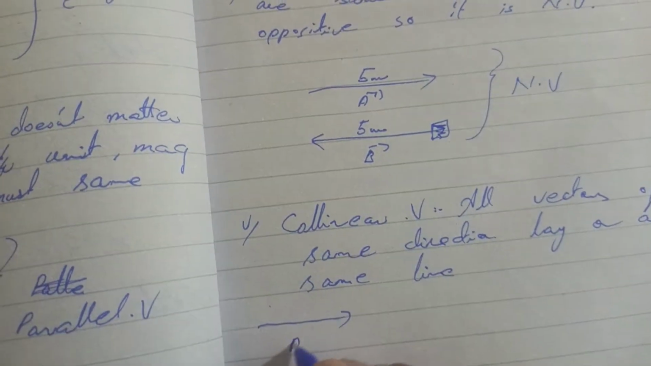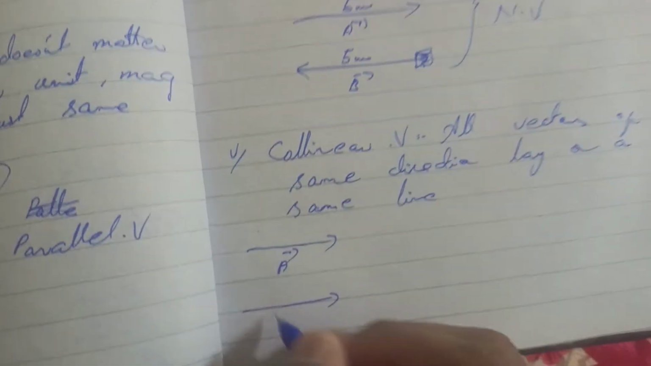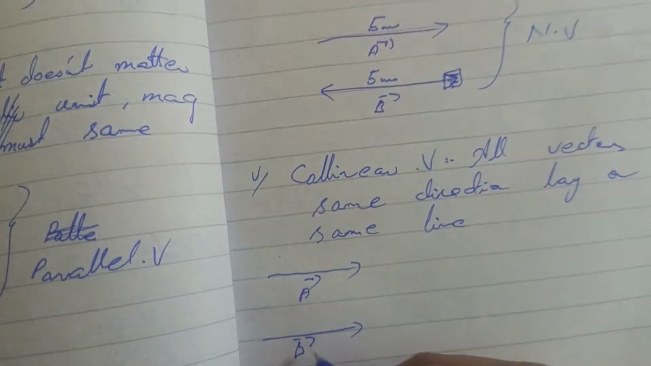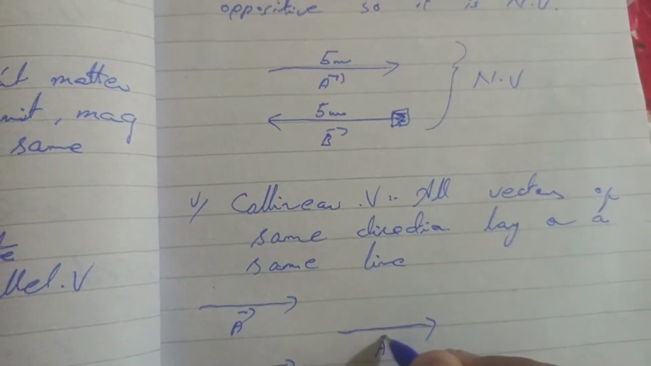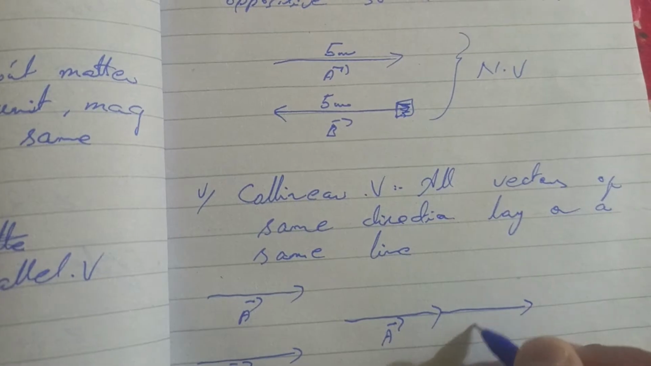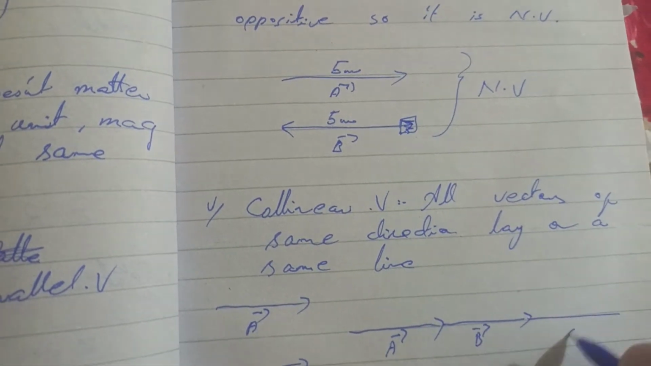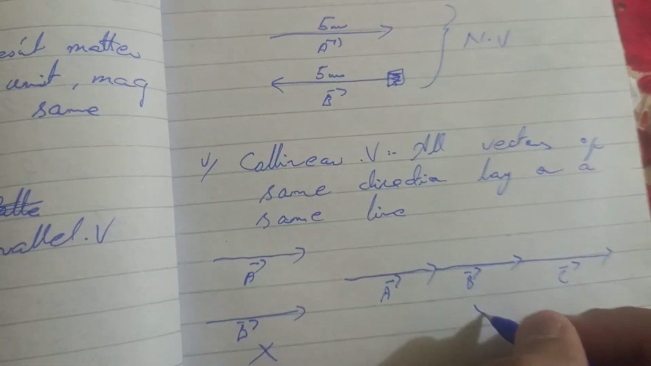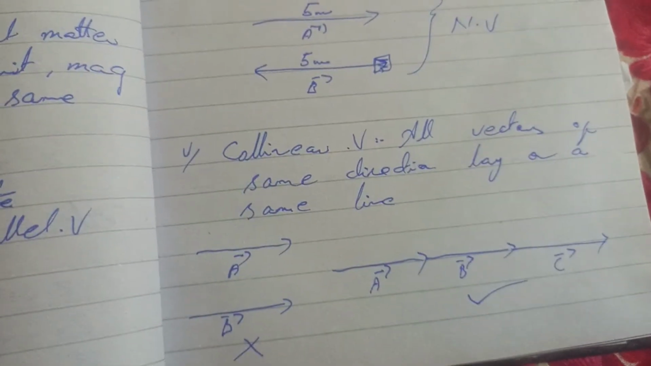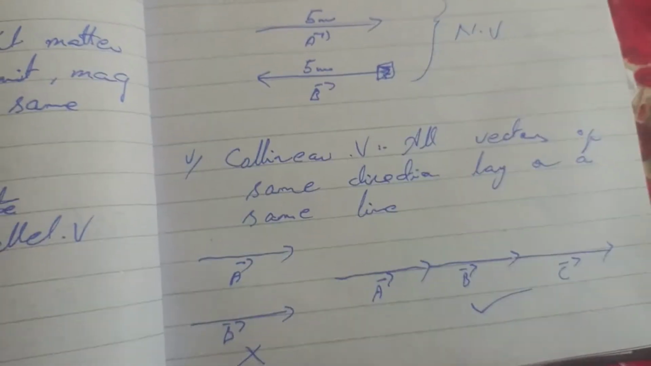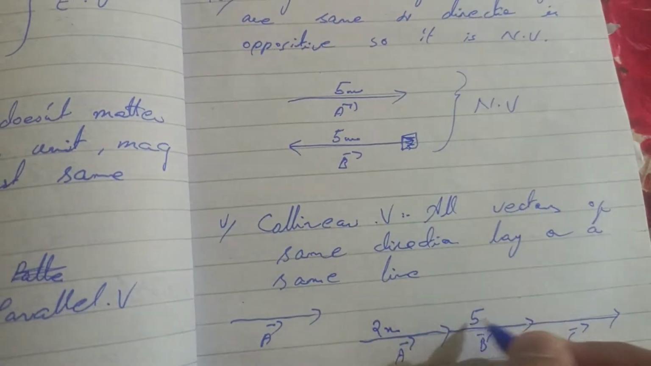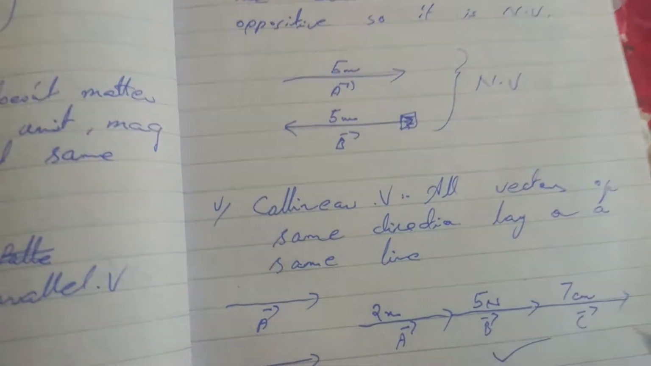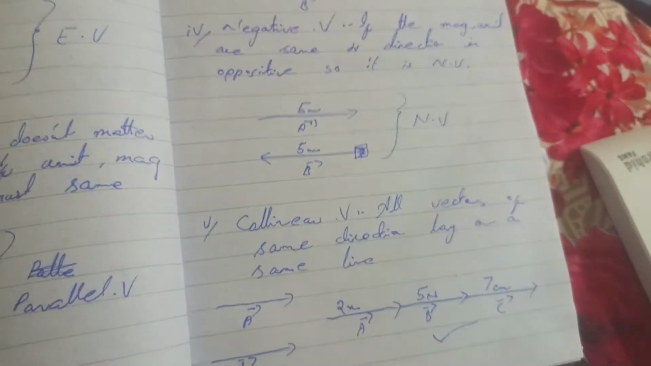Okay, so what does it mean? If I have a vector a here and vector b here, it cannot be counted. Okay, these are wrong. But if we have the vector a here, then a vector b here, then a vector c here, these are right. And it doesn't matter what the magnitude of these is or what the units are, like for example 2 meter, 5 newton, 7 centimeter, it doesn't matter, but the vectors must lie on the same line.